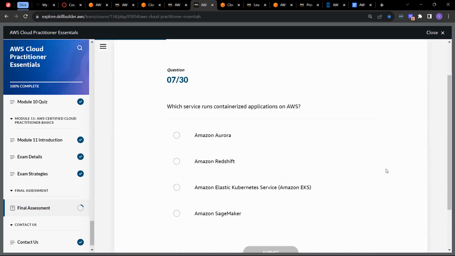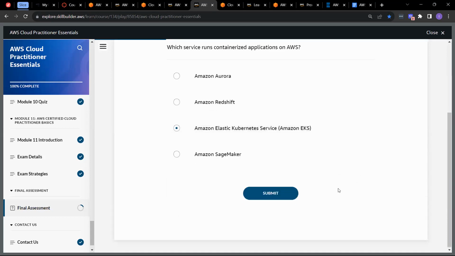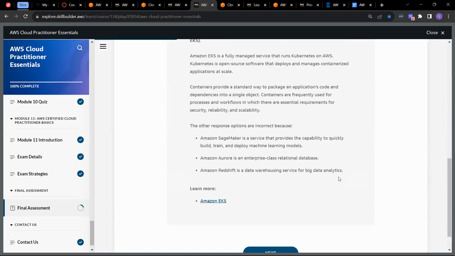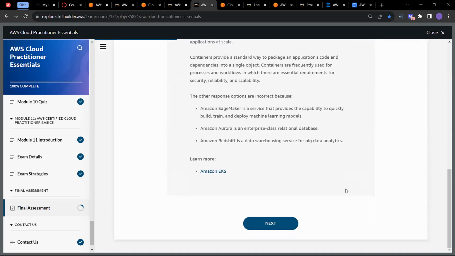So which service runs containerized applications on AWS? Kubernetes. All right, Kubernetes, yeah. If you think it's SageMaker, if you think it's Redshift, you have to go and sleep outside.